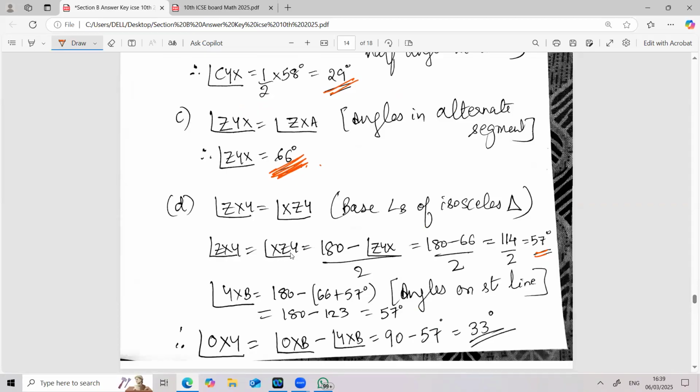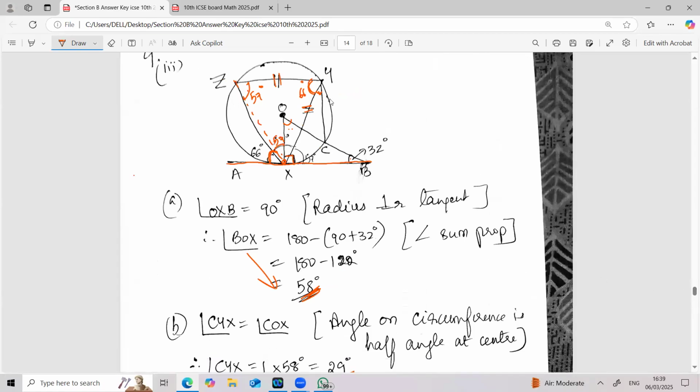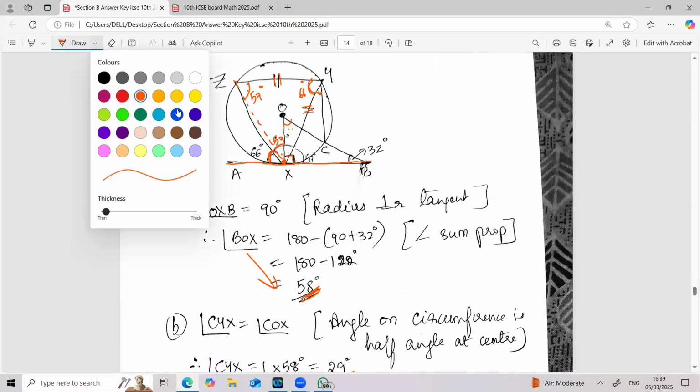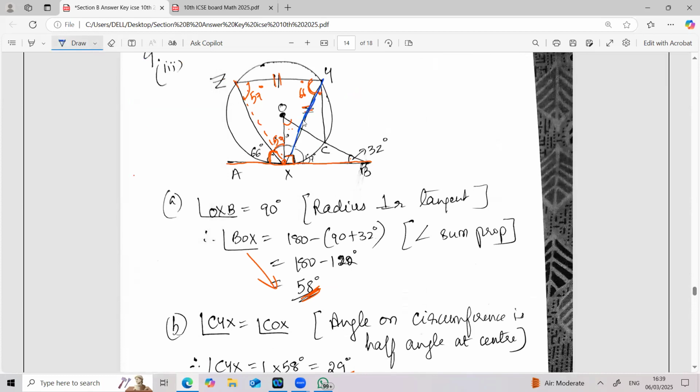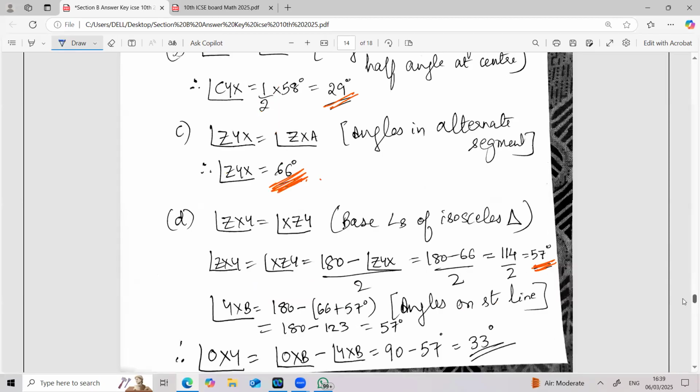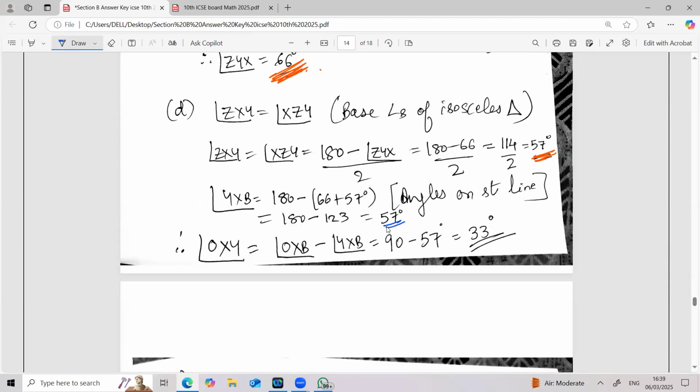Now, angle ZXY, okay, we have used base angles, we have found base angles. Now YXB angle, that means angles on a straight line. Wait, I'll use a different color. Angle YXB, this much alone will be 66 plus 57 subtracted from 180. So from 180, if I subtract 66 plus 57, I am going to get YXB as 57 degrees.